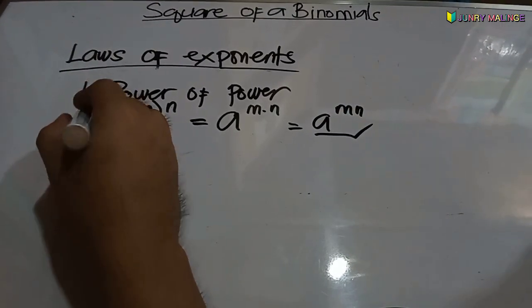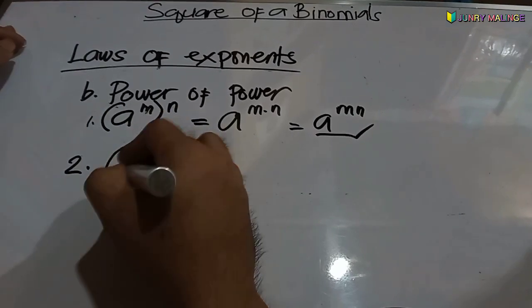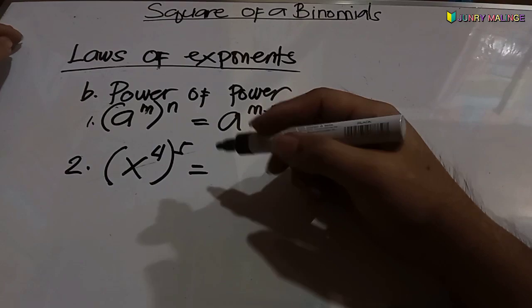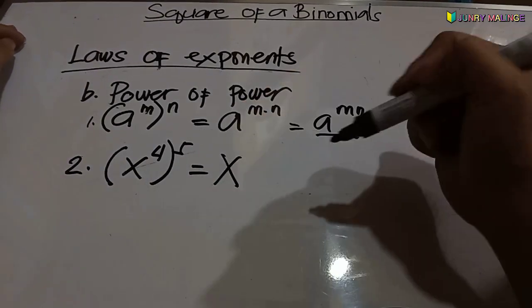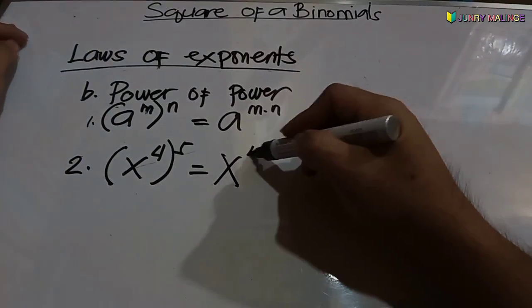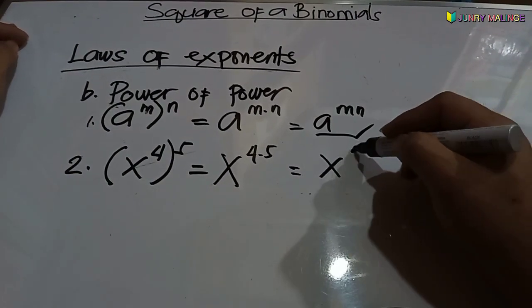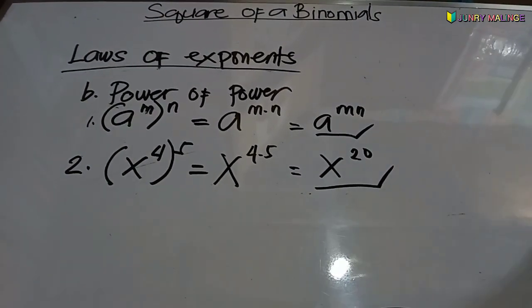Another example, how about this one? Number 2. Quantity x raised to 4, raised to 5. So, how are we going to solve that one? Paano natin ito i-solve? So, we have x, and we're going to multiply our exponents. So, 4 times 5 equal 20. So, our answer is x raised to 20.